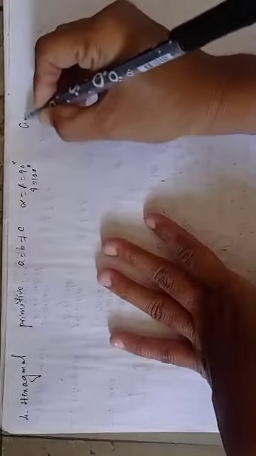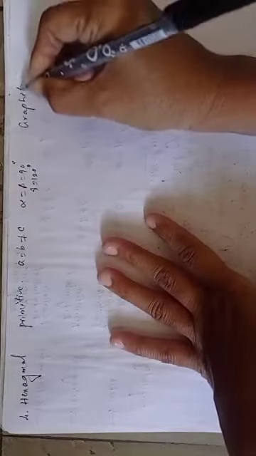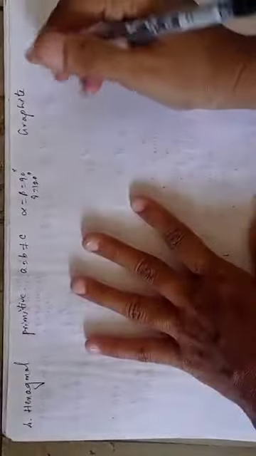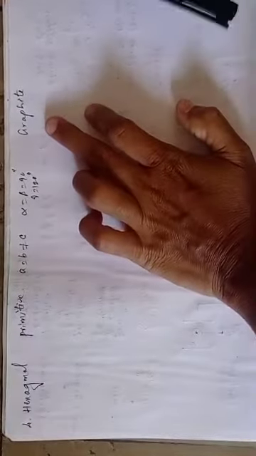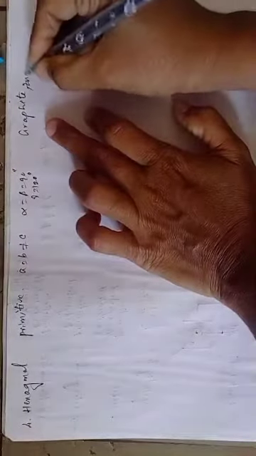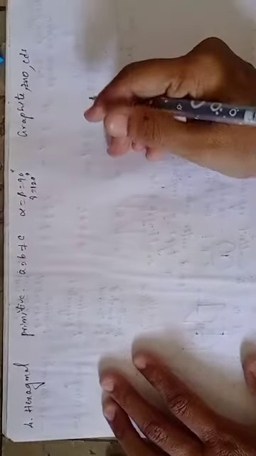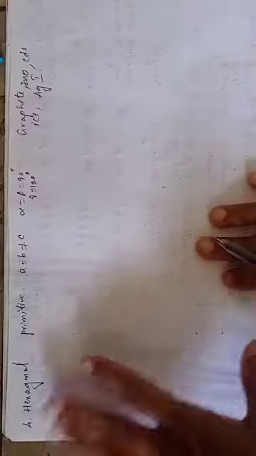Examples, what can we take, students? Graphite, okay? Next, zinc oxide, cadmium sulfide. Next, ice, silver iodide. Clear this one? Silver iodide. So these are the examples of hexagonal system.